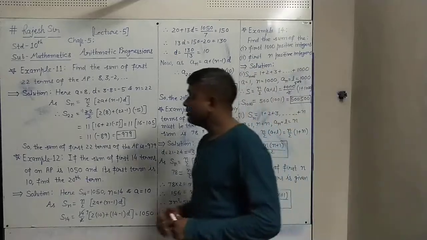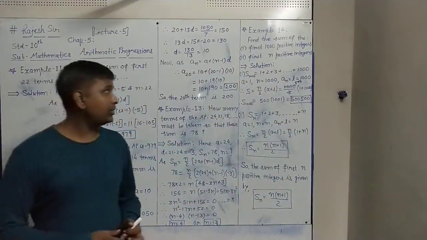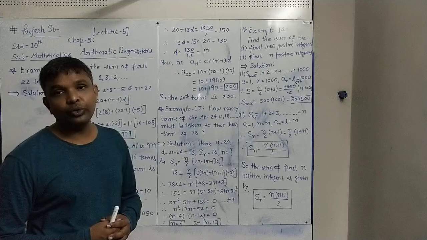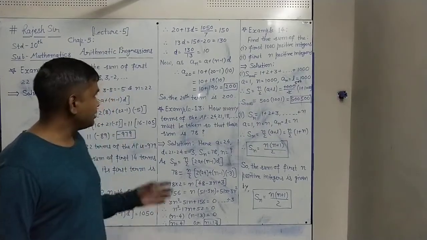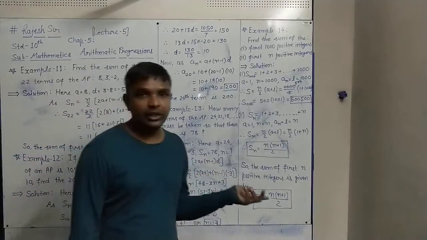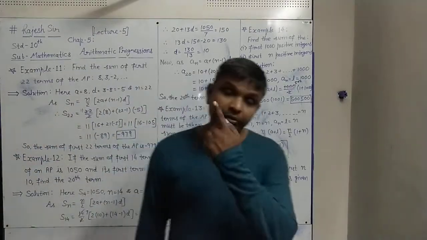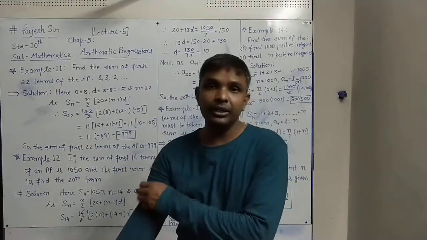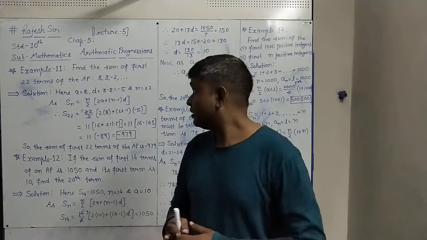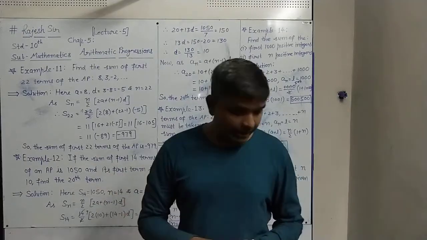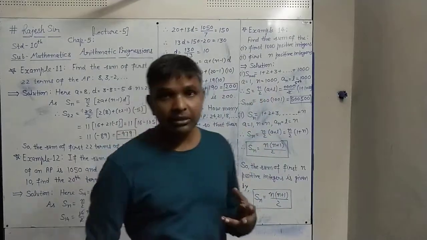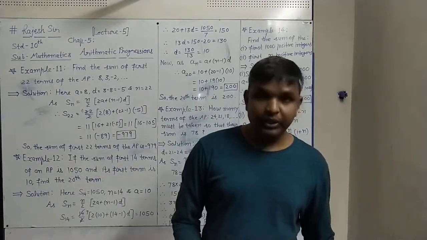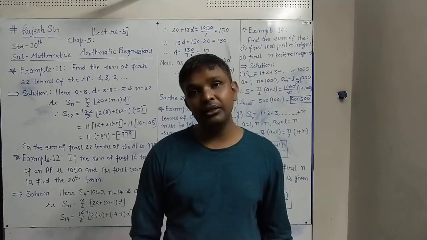So this way we have seen examples 11, 12, 13, 14 in which we have applied the sum of n terms of an AP, and somewhere to get the terms we have applied the previous formula, how to get the nth term in an AP. You are advised to write down all these examples 11 to 14 at least 2 times to understand well, and for the next coming examples and questions it will be very useful for you.